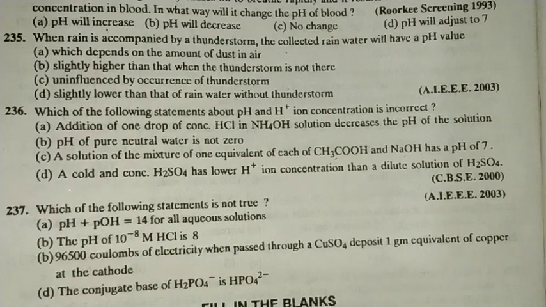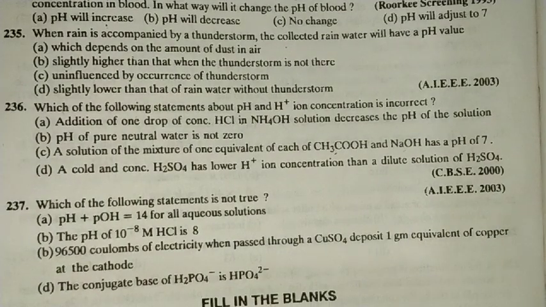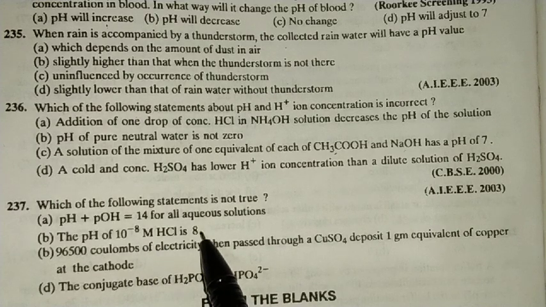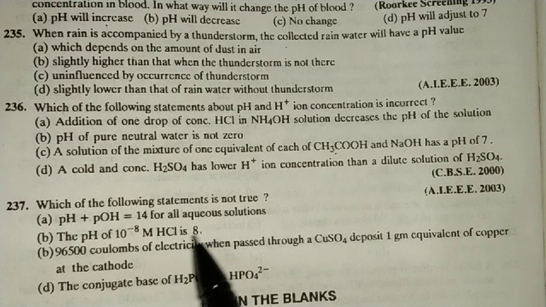Look at one last question. Which of the following statements is not true? Okay. pH plus pOH equals 14 for all aqueous solutions. Is it correct or not? Yes, it is correct. Basic formula, that is. pH of 10 power minus 8 M HCl is 8. So this is wrong. What is the reason? HCl is an acid. Definitely it must be lower than 7 or close to 7. But 8 is given. 8 is wrong. This is the wrong statement.